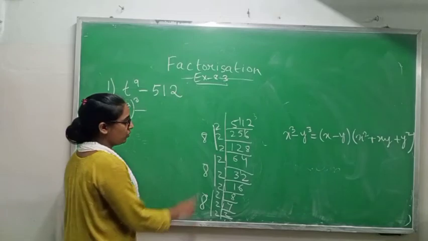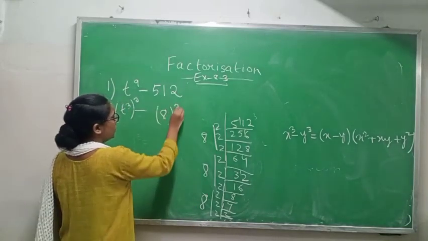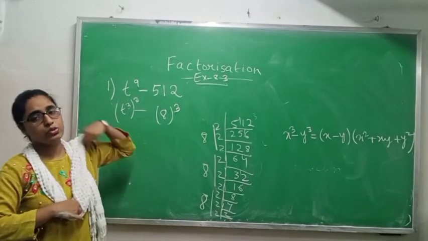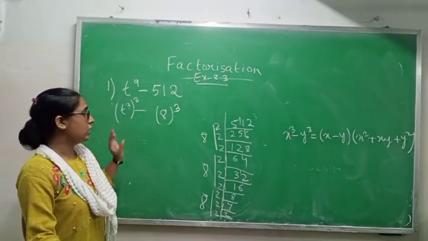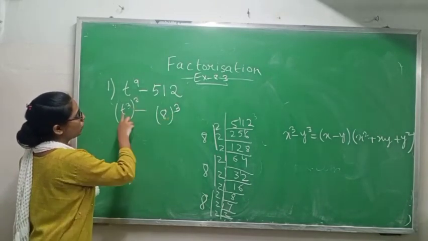8, okay, so 8 means how many times? 3 times. So you can write 8 power 3. 8 power 3 will give you 512. First you have to make it into the formula of cube. Okay, now a cube minus... x cube minus y cube.